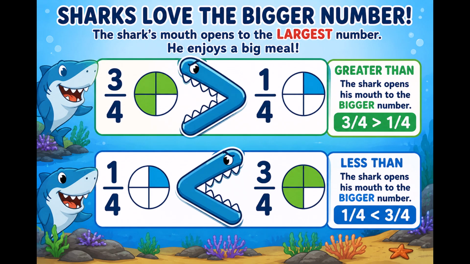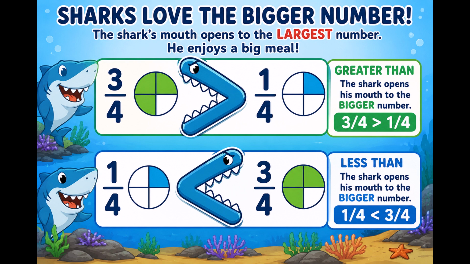So look at the first example. 3/4 has 3 out of 4 parts shaded. 1/4 has 1 out of 4 parts shaded. Since 3/4 is bigger than 1/4, we write 3/4 is greater than 1/4.